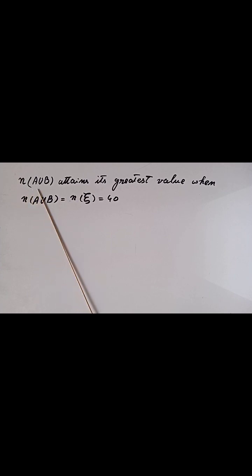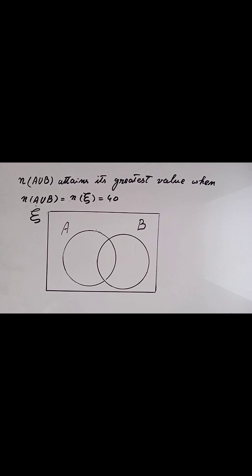Number of members of A union B attains its greatest value when number of members in A union B is equal to number of members of universal set, which is equal to 40. इधर वेन डायग्राम में मैंने इसे वाजे किया है. देखिए कि A यूनियन B में A का सारा एरिया, B का सारा एरिया और उनके दरमियान जो कुछ कॉमन है वो सारा एरिया शामिल हो जाएगा, यानी इसमें मौजूद मेंबर्स शामिल होंगे.